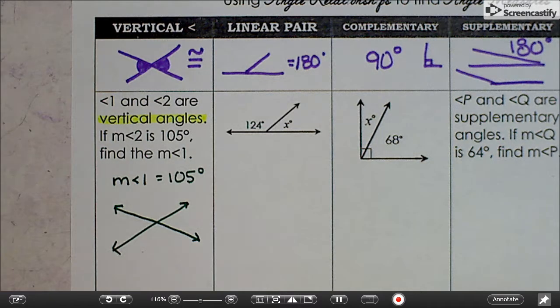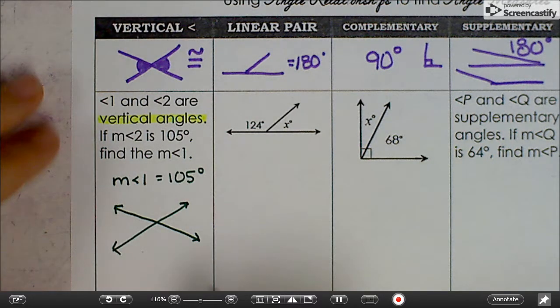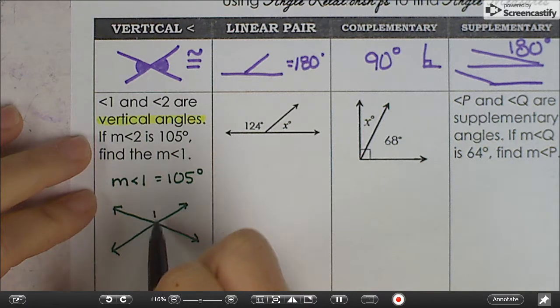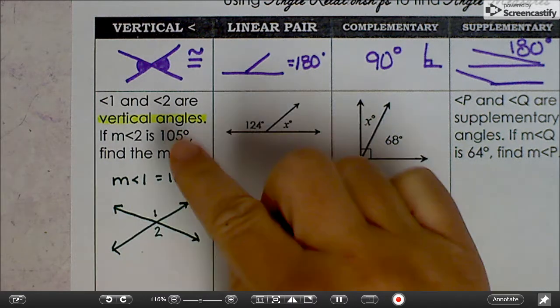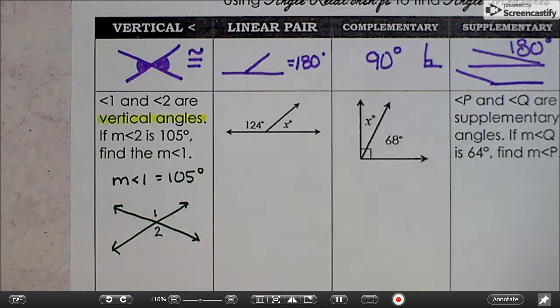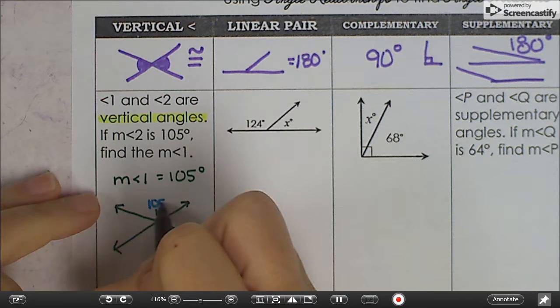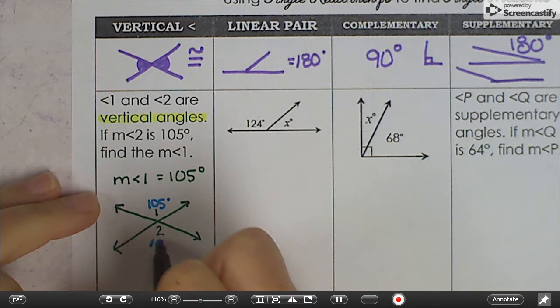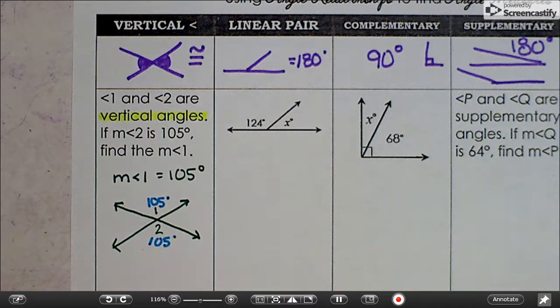But you may want to draw yourself a picture just to help you see it while you're still learning. You should always try to draw a picture. Because I know, I'm going to call this angle 1 and angle 2, because I see that this is going to be obtuse, I'm going to use the obtuse angles. So that'll be 105, so angle 2 has to be 105, vertical angles.